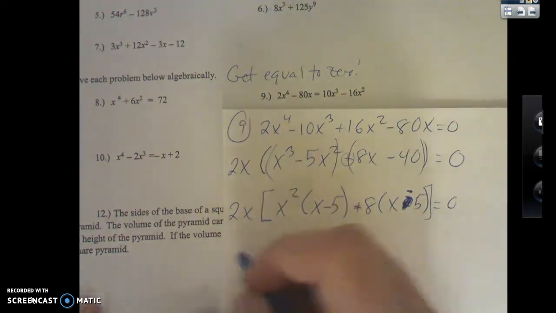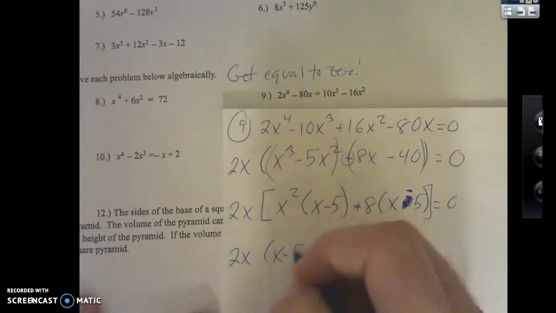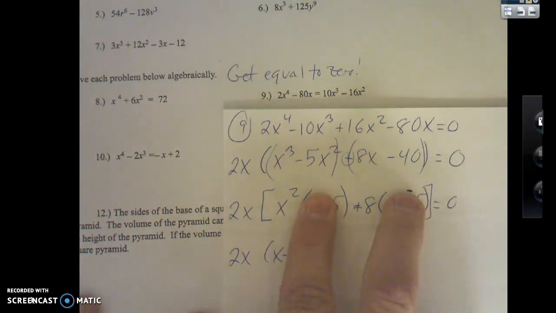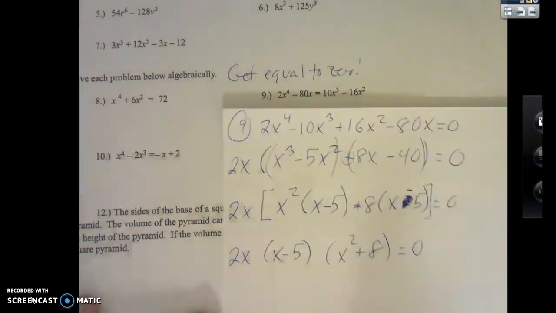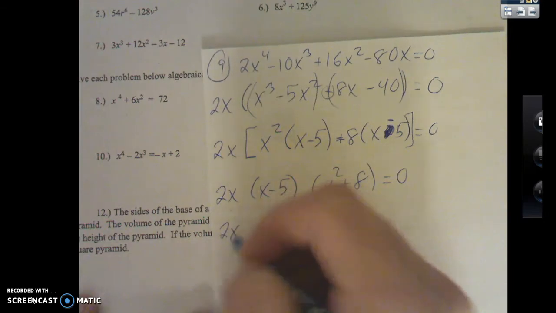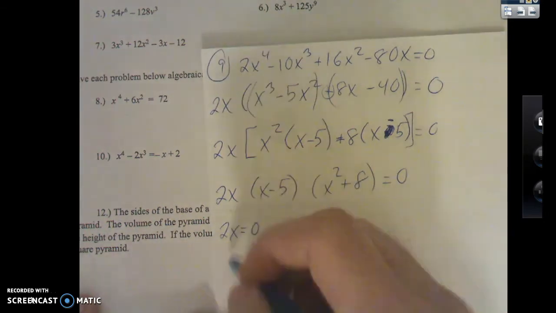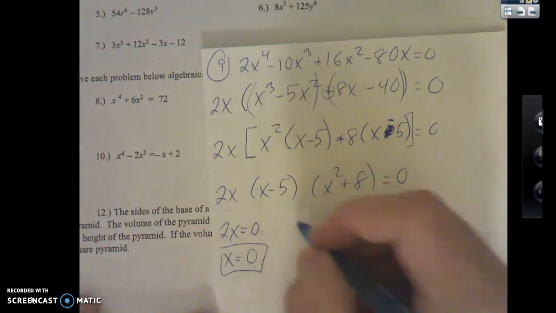So the 2x is still chilling out front. The x minus 5 is common in both of them. And if I cover them up, I'm left with x squared plus 8. So we're looking good. This equals 0. I always like that one the best because it's super easy. You just divide by 2. x is 0. Hooray. This equals 0.